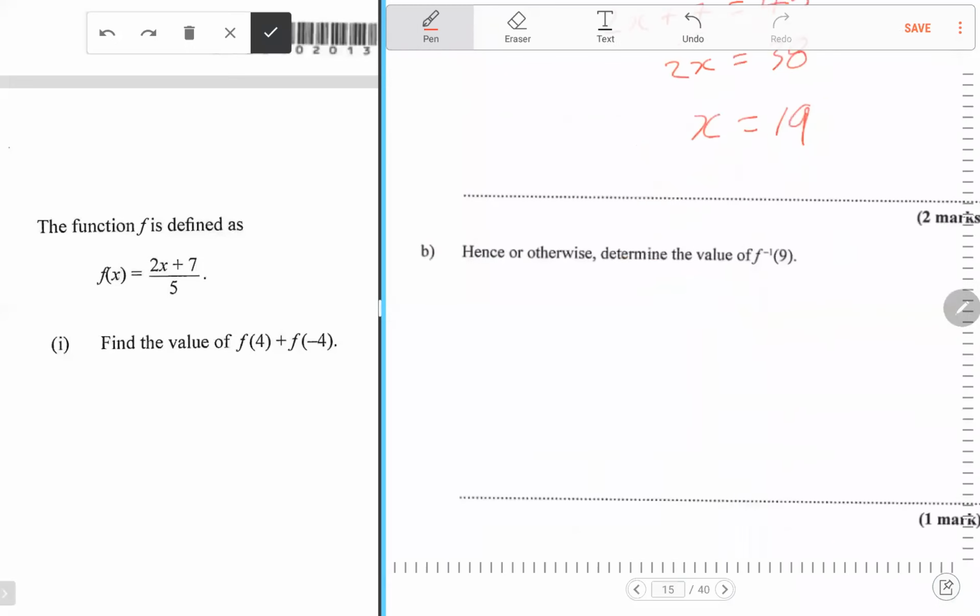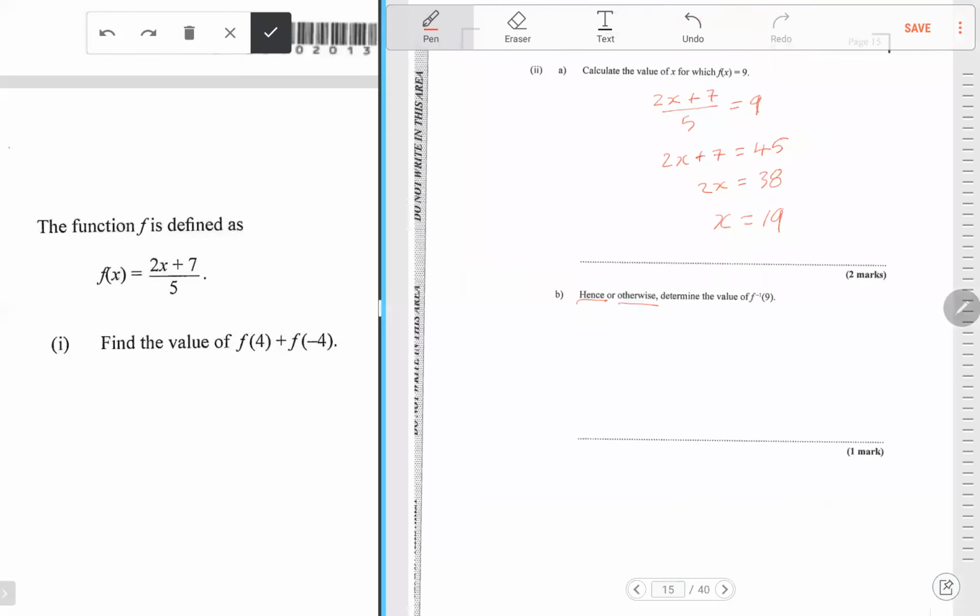The next part says, hence or otherwise, determine f to the minus 1 of 9. It's going to be 19. Let's look: f of x equals 9 right here. It means that f of 19 equals 9. Therefore, 19 equals f to the minus 1 of 9. See it? Makes sense.